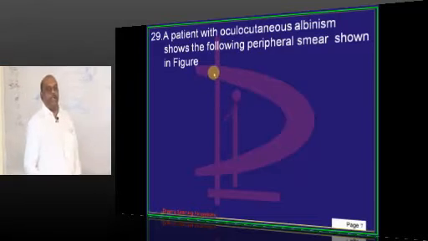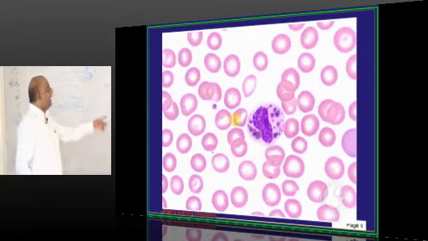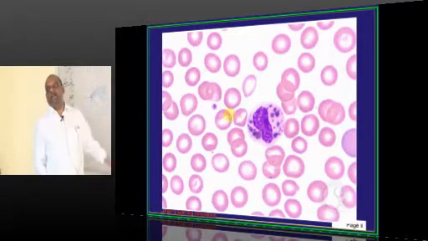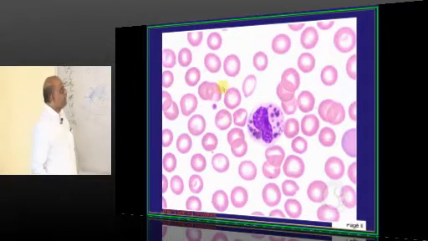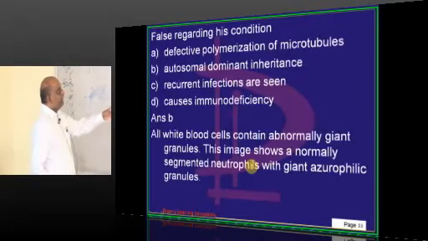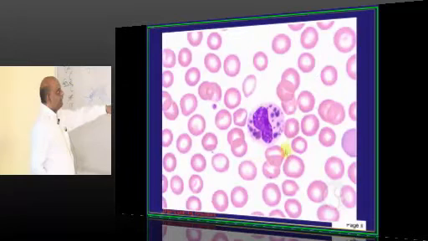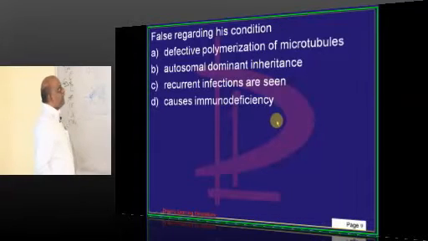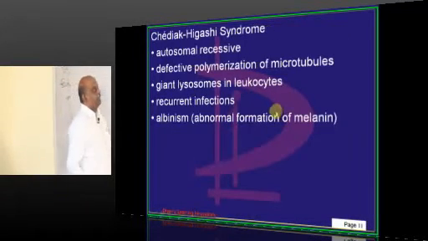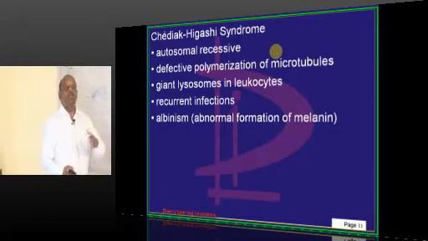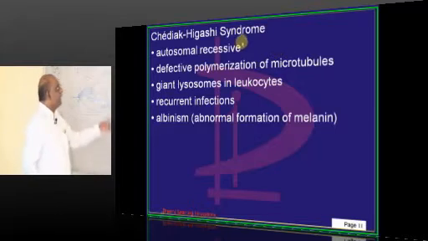Patient has an oculocutaneous albinism. And what do you find? An abnormality in his peripheral smear. Typically in his peripheral smear, what you are able to see is the presence of granulations. There are a lot of granules inside the WBC. So what is that condition which is associated with large leukocytes with the granulations with the oculocutaneous albinism? Chediak Higashi.